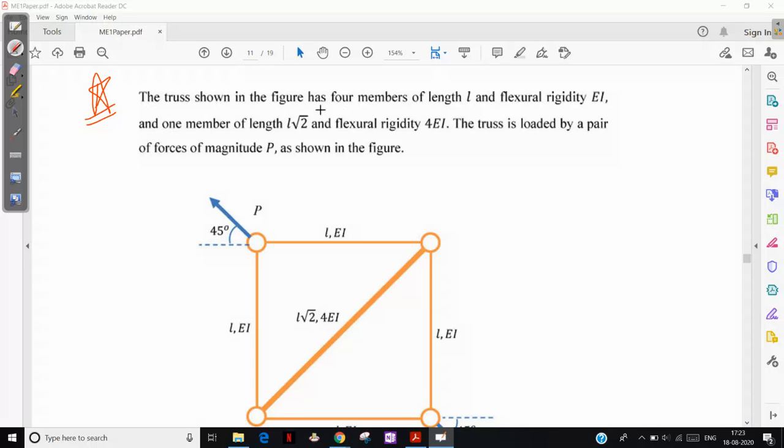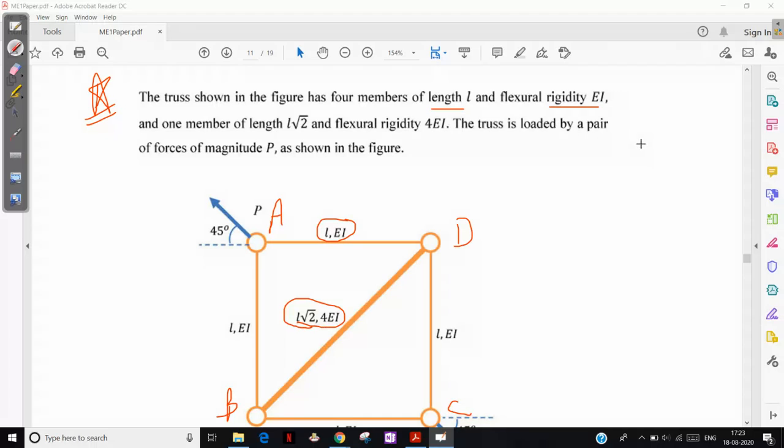The truss shown in the figure has four members of length L and flexural rigidity EI. Here I am taking the names of these four members as A, B, C, D. So AB, AD, DC and BC, all these four members have length L and flexural rigidity EI. One member has length L root 2 and flexural rigidity 4 EI. That means this is the diagonal element BD. It has L root 2 length and 4 EI flexural rigidity.